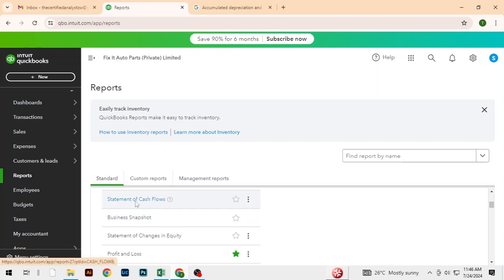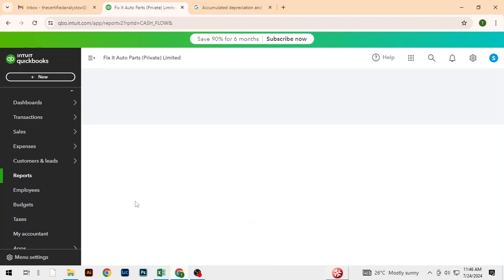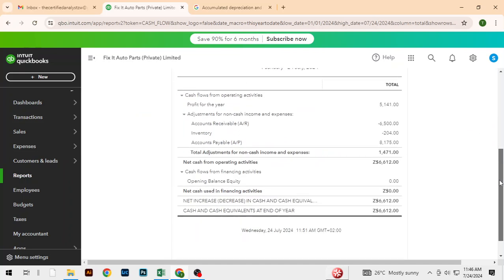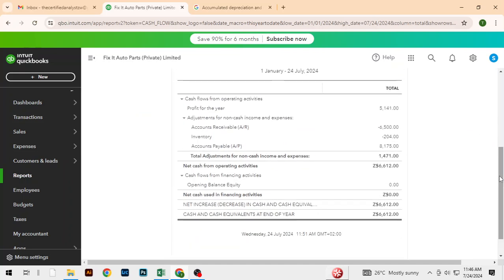the statement of cash flows. Let's look at it. Statement of cash flows. Okay, statement of cash flows. We've got profit for the year. So these are the adjustments for non-cash income and expenses. These are accounts receivables, inventory, and then we've got accounts payable.